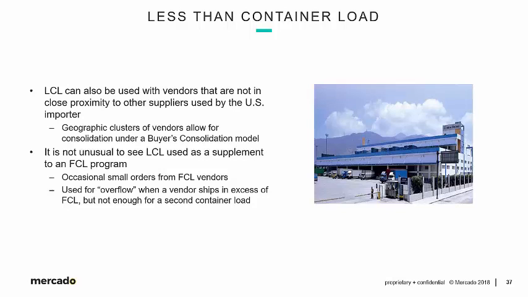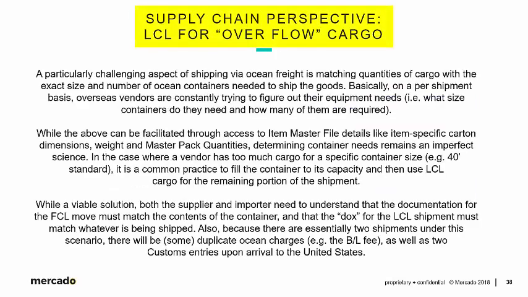Another could be, and this is really common, used for overflow when a vendor ships in excess of FCL but not enough for a second container load. A PO might constitute 55 cubic meters or even more, and there's just too much freight to fit into a container. Well, whatever's left over, 2, 3, 4, 5 cubic meters, if decided, the importer can put those cubic meters in an LCL shipment. Let's illustrate that point with a supply chain perspective entitled, aptly, LCL for overflow cargo.